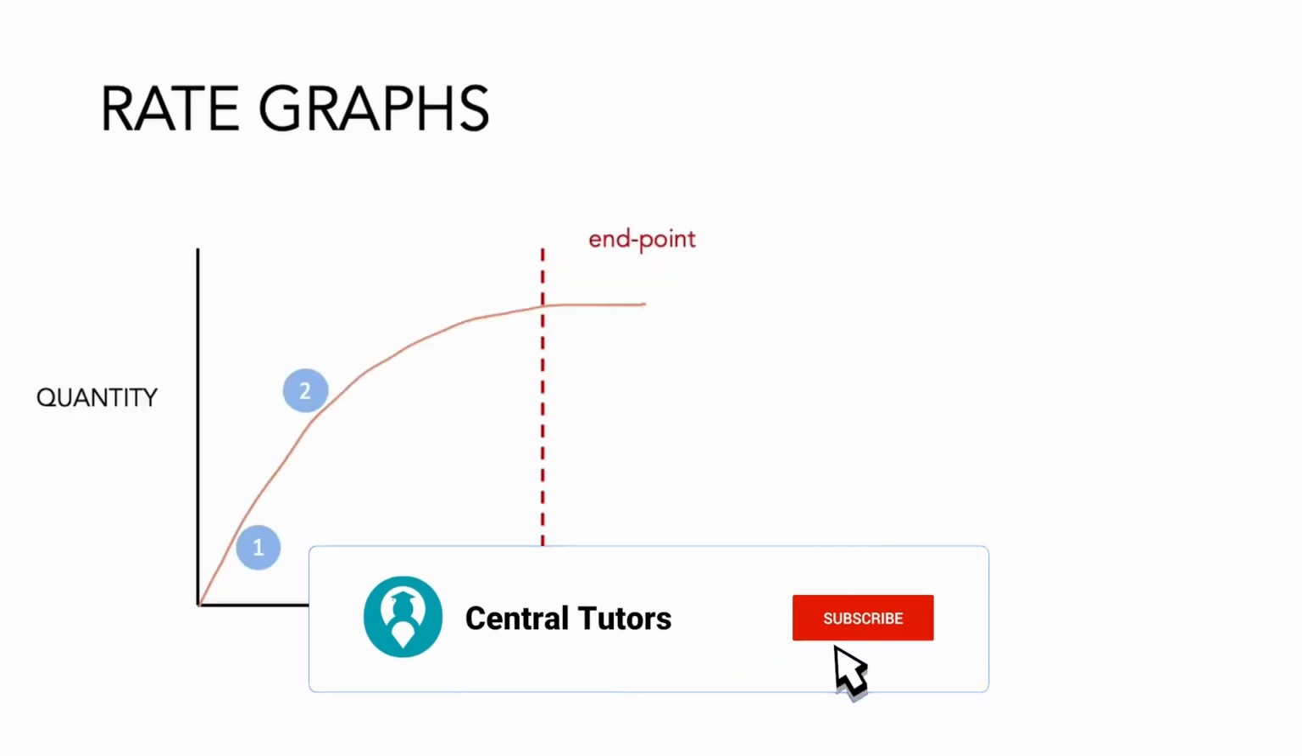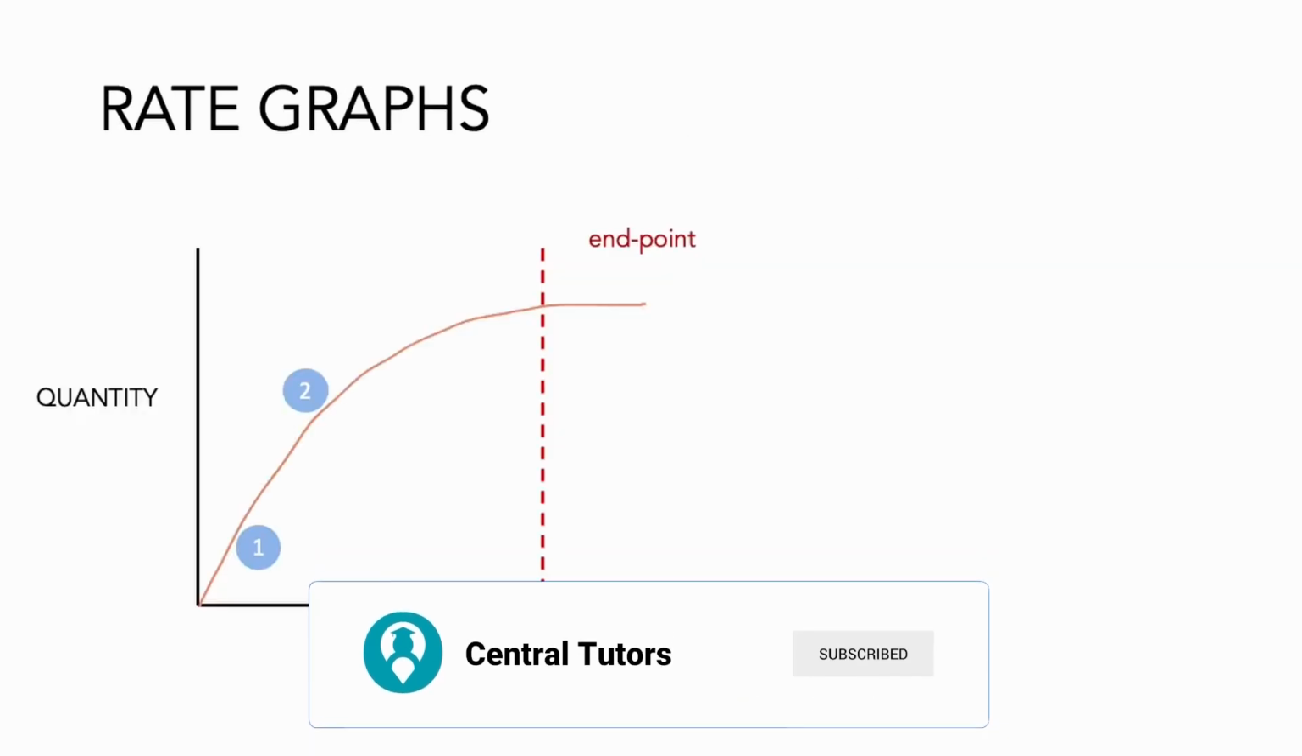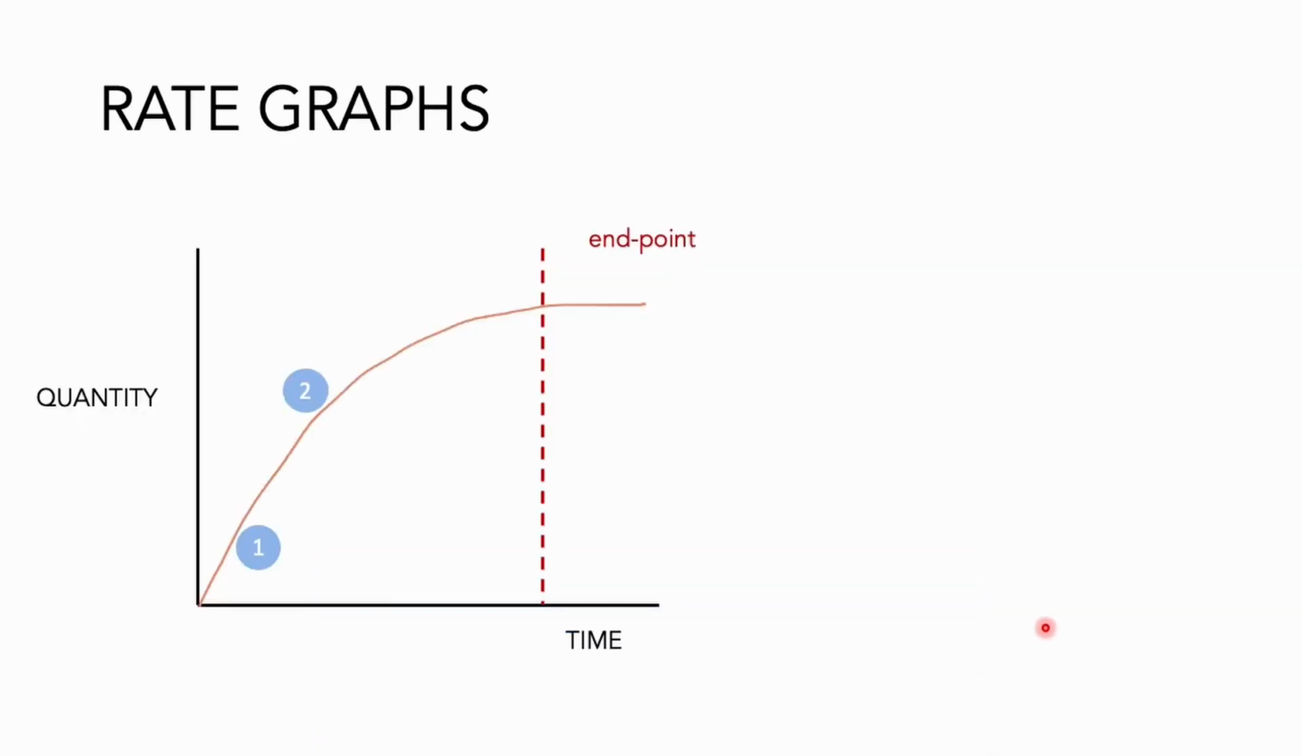syringe. The rate of a reaction as it progresses can be visualized as a graph. Here it is important to know the quantity of product produced or reactant used, as these values go on the y-axis with the corresponding time on the x-axis.